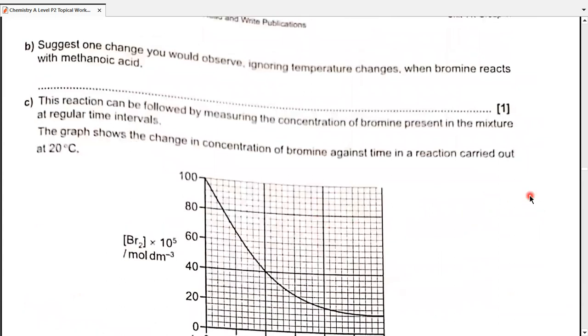Suggest one change you would observe, ignoring temperature changes, when bromine reacts with methanoic acid. Can we talk about color changes? That would be the easiest one to answer with. And yes, that's a very good approach. Go with it. Orange to colorless from hydrogen bromide. Yes, you're right.